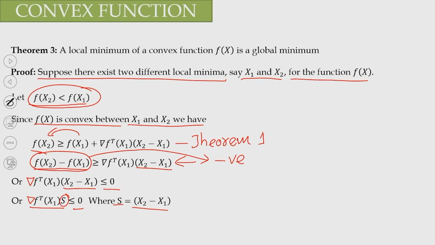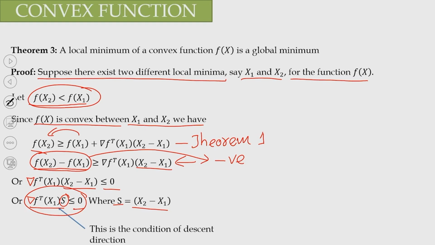Now, what is this condition? This condition is basically the condition of descent direction. That means, what is a descent direction? As we have already discussed, descent direction means if we go along that direction s, that is x2 minus x1, then the function value will reduce. That is called descent direction. If you go along that direction, the function value will reduce.